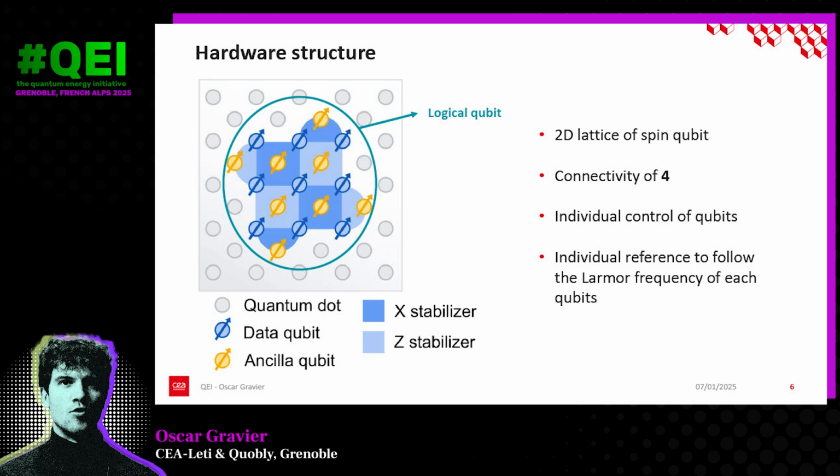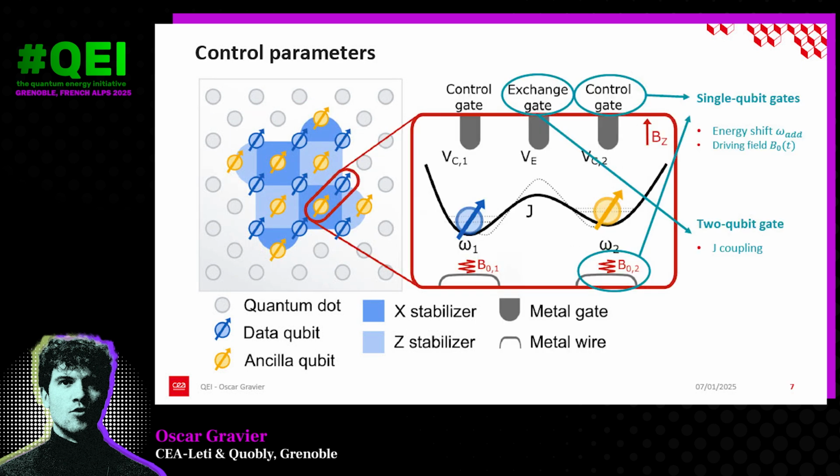Then if we zoom in a little bit on a 2-qubit system, we can see the hardware components. For single-qubit gates, we have the control gates, which enable us to shift the energy of the qubits and apply some phase gates, like the Z gate, and a metal wire to do ESR, in my case, and to send a driving field to the qubits in order to compute X and Y gates. Then we can use exchange gates to shape the barrier potential between both qubits and control the J-coupling between qubits.